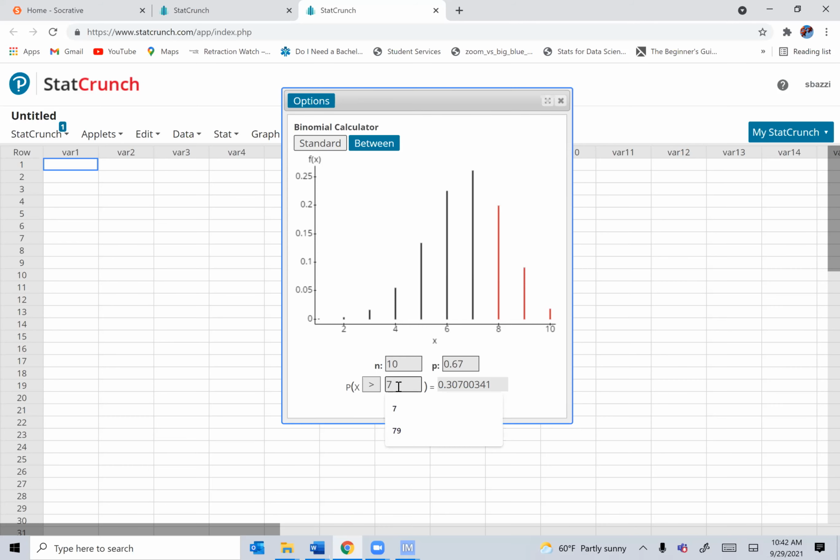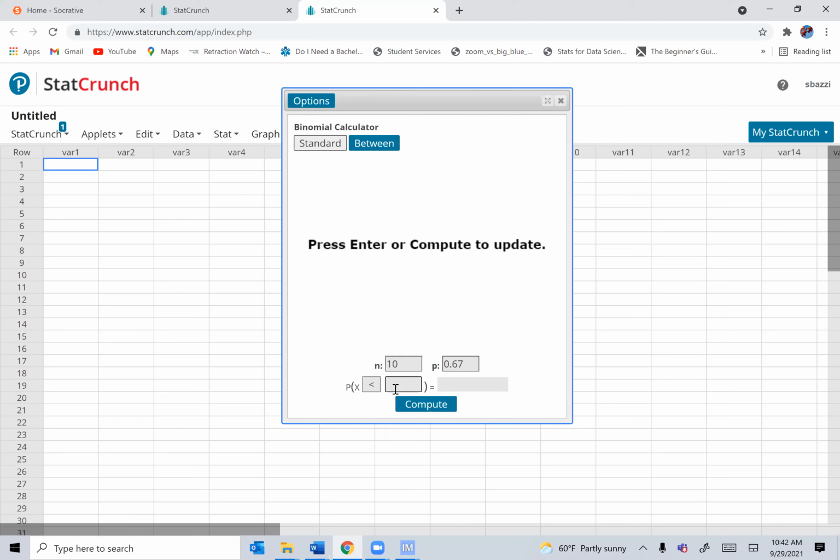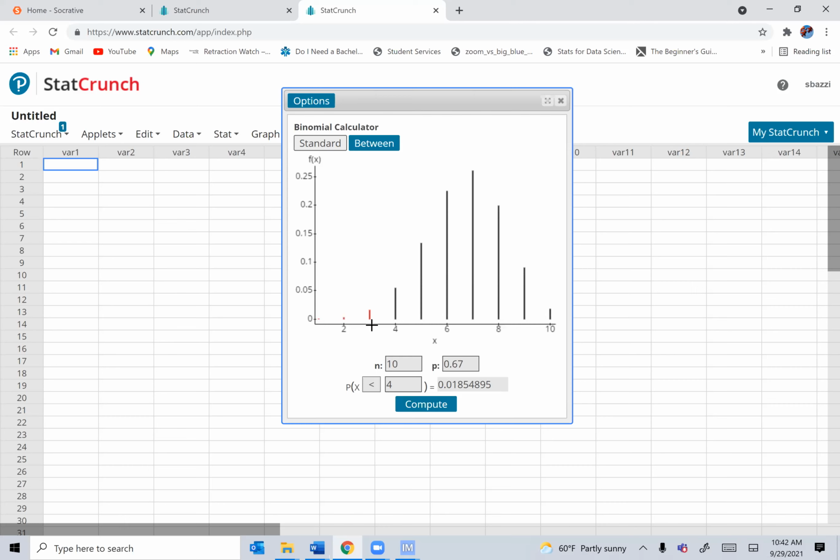Let's say less than 4. We just do this. And you guys agree with me, less than 4, it's going to be the 3, the 2, the 1, the 0. Watch. Hit compute. Look, 3, 2, 1, 0, all the way here. It found the probability of each one, added them up, and gave you the answer.